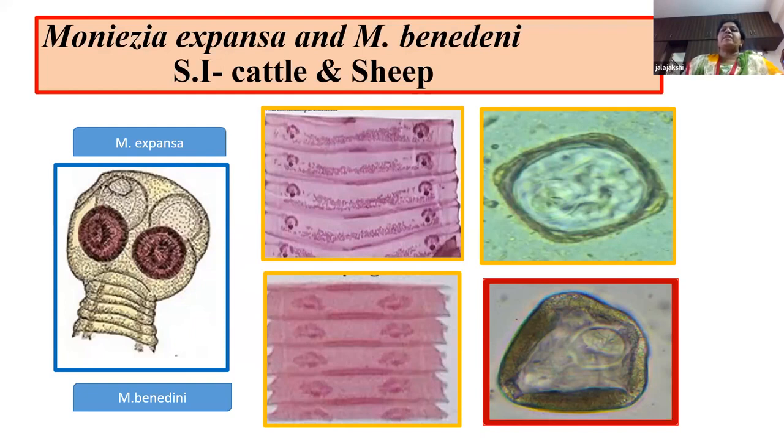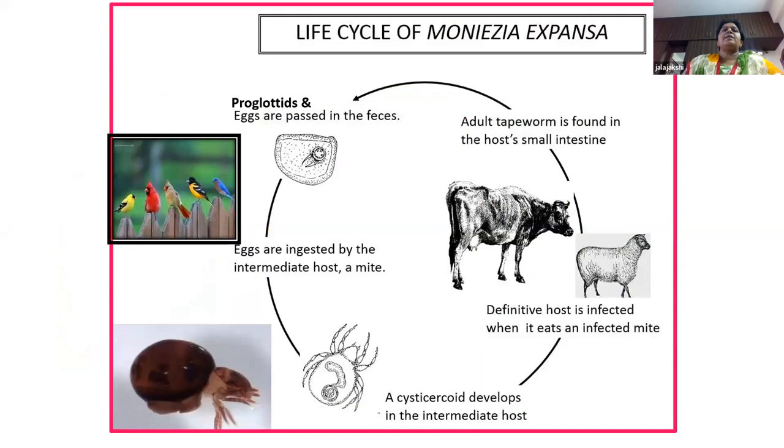The egg is square or quadrangular in shape in the case of expansa, whereas the egg is triangular in shape in the case of benedeni, as shown in the pictures on the right side. So this is the expansa egg and this is the benedeni egg. These are the differentiating points. Now we will see the life cycle of Moniezia expansa. This is indirect, involving oribatid mites as intermediate host.